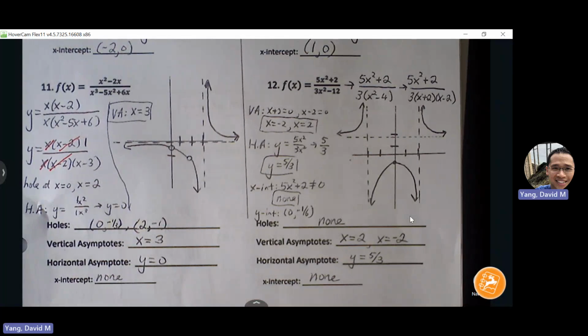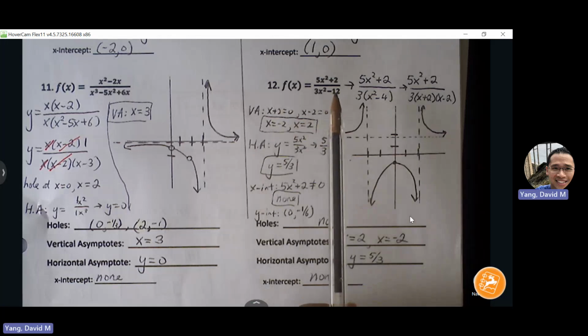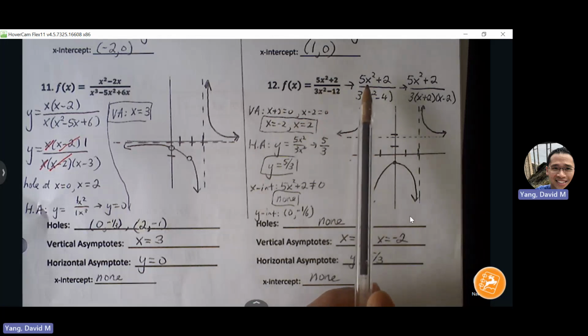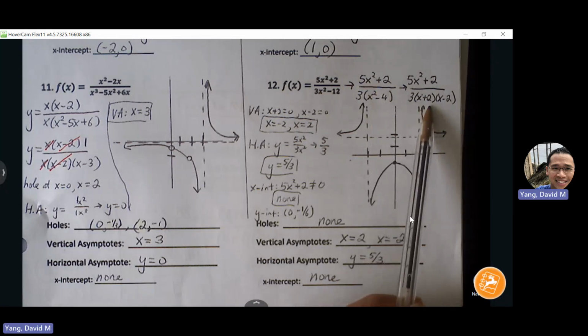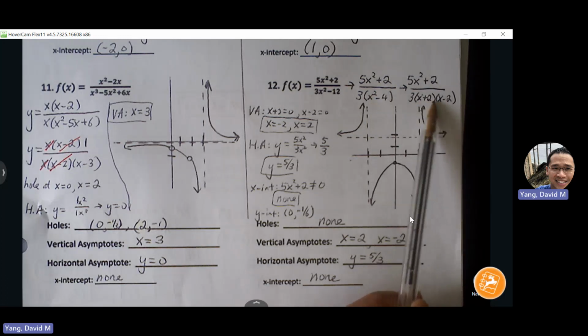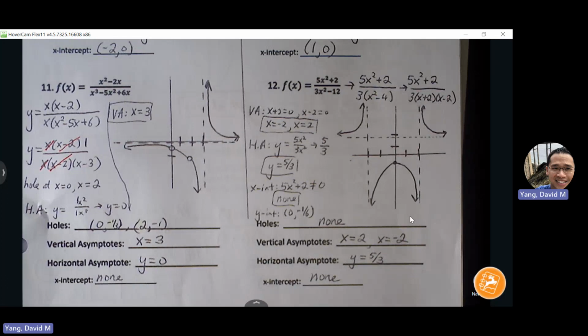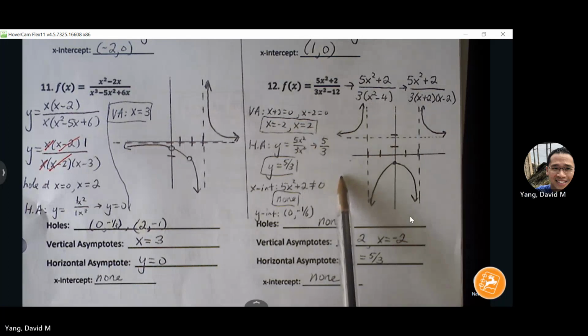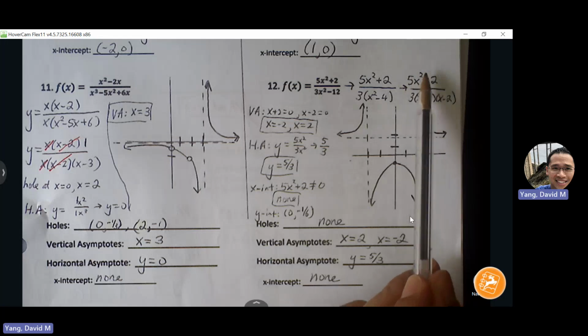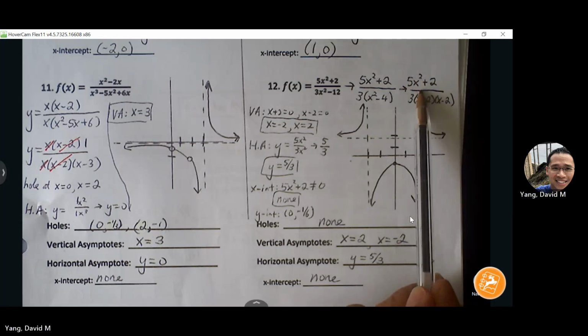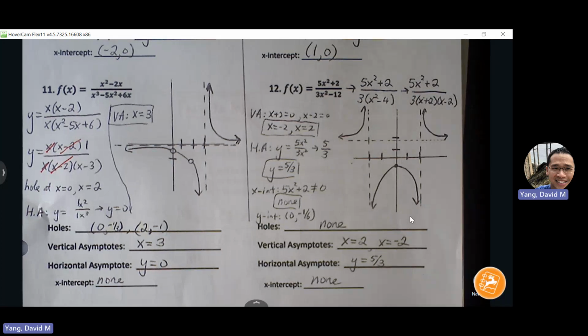Okay, so number 12. Notice that I cannot really factor anything in the numerator because that 5x squared plus 2 has no common factor. In the denominator, I do see two vertical asymptotes once I factor x squared minus 4 into (x plus 2)(x minus 2). So I set my denominator equal to 0 to find my vertical asymptotes. If I set the numerator equal to 0, I'm not going to get any real number out of it, so there is no x-intercept. I'll get imaginary numbers, but in this course we're dealing with the real number system, so we're not going to deal with imaginary numbers much.